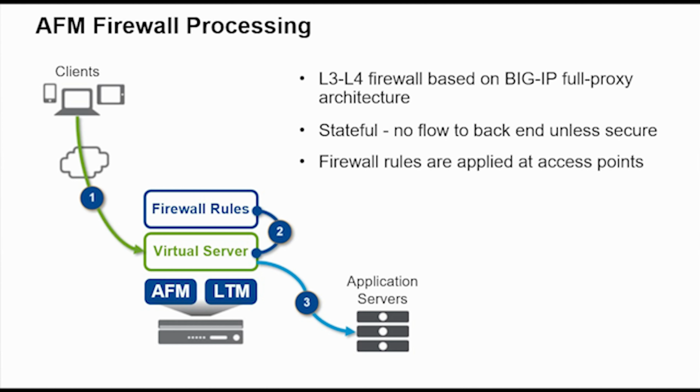AFM is configured on access points, such as on a virtual server. These are referred to as contexts. A context is anywhere an AFM firewall rule can be configured. Finally, reporting screens and logs are linked to the context, making it easy to drill down into this information using the configuration utility rather than scrolling through log files to find out what traffic you sent where.